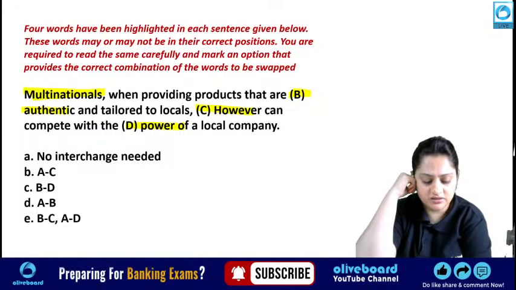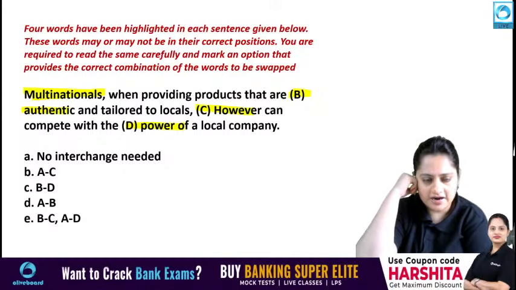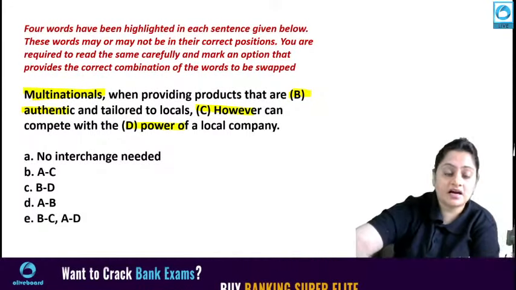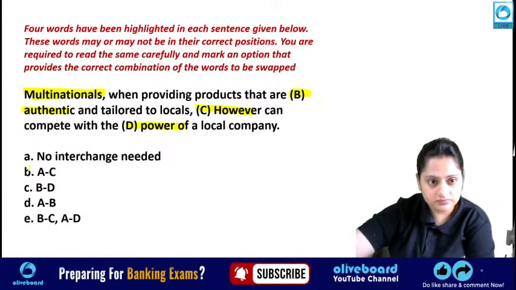Who will compete? Multinationals will compete. So companies, multinational companies will compete, can compete. At C place, definitely A will come. Okay, can I start my statement with however here? Definitely you can start with however.